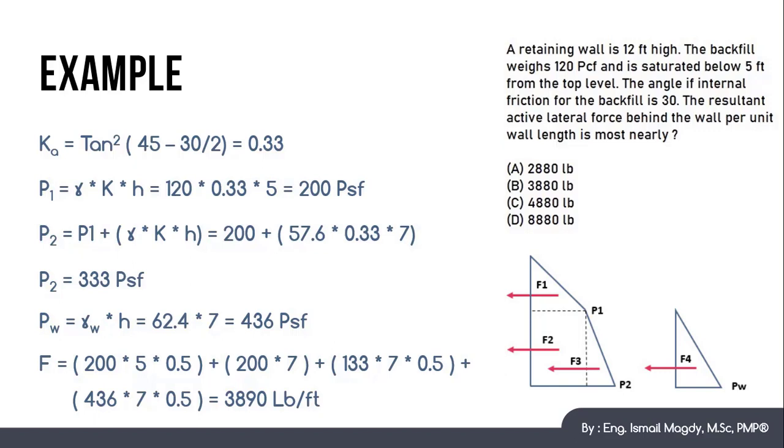So this will come to a total of 3,890 pounds per foot. So this is the answer. The closest answer is B, which is 3,880 pounds.